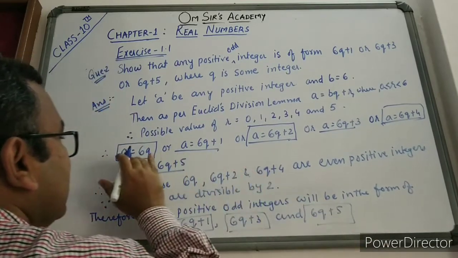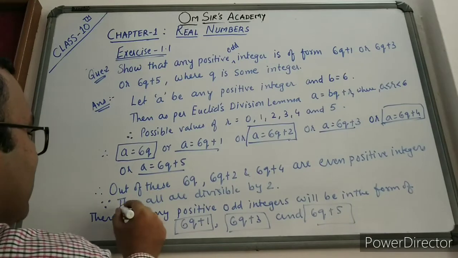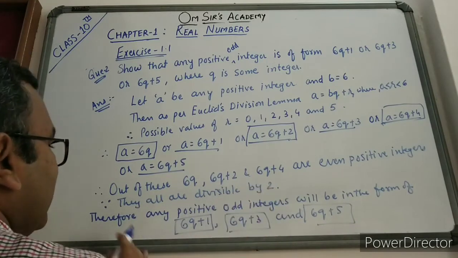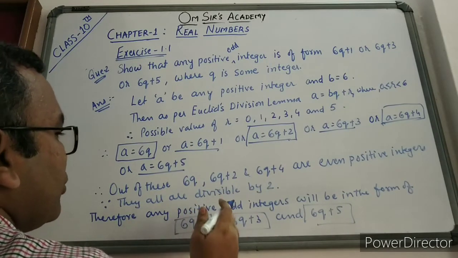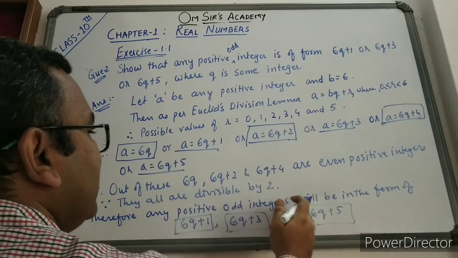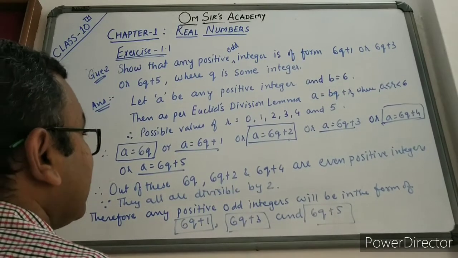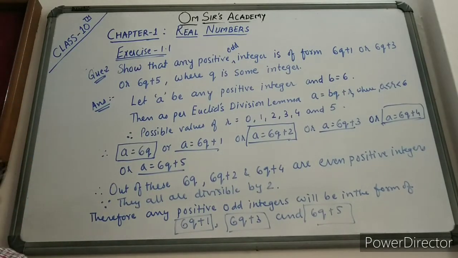The first three, 6q, 6q plus 2 and 6q plus 4, were even integers. Why? Because they were all divisible by 2, and therefore the remaining positive odd integers will be in the form of 6q plus 1, 6q plus 3 and 6q plus 5. So hope this is clear friends.